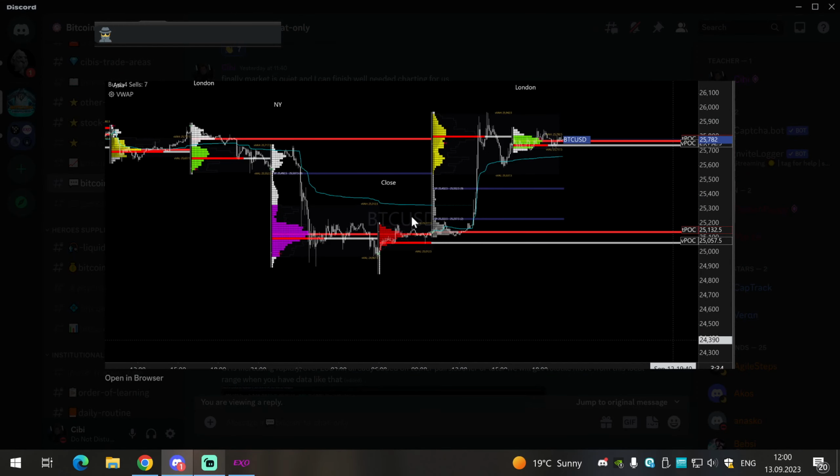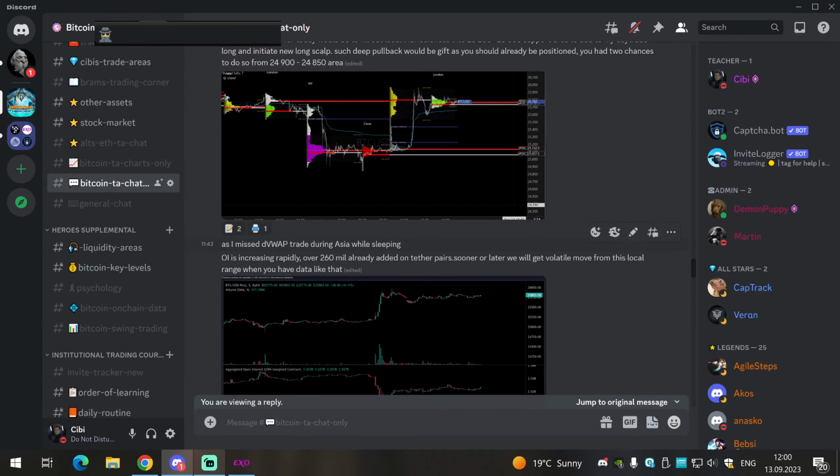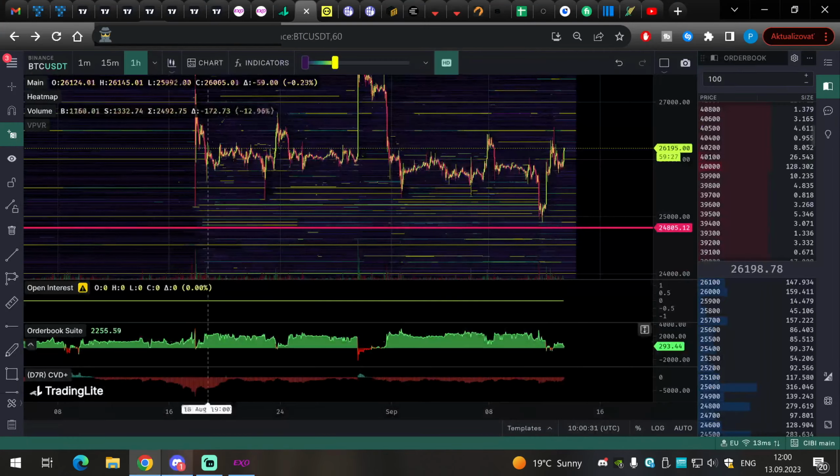So yes, I was positioned already from day trader, but in case market gives me a deeper pullback and fills the local inefficiencies created from the Asia session, I would be happy to enter long with these trapped traders from here, because a lot of shorts got trapped here in these naked boxes. Didn't happen, perfectly fine. And I also said, as I missed the daily VWAP trade during Asia while I was sleeping. So yeah, that was the long.